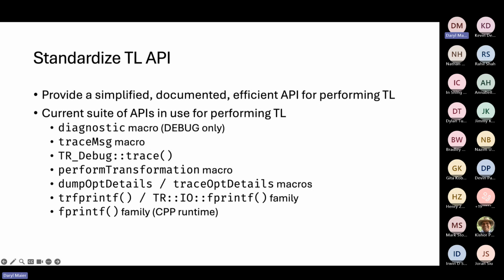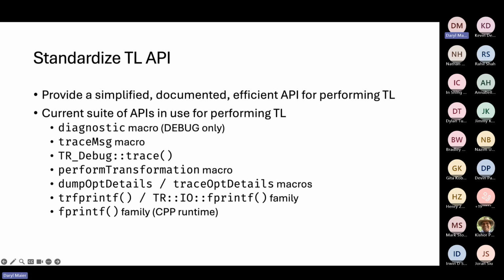So this is useful for debugging. If you've used things like last opt index, first opt index, this is where that's feeding into. We also have dumped opt details, trace opt details macros that map down to some of those things.